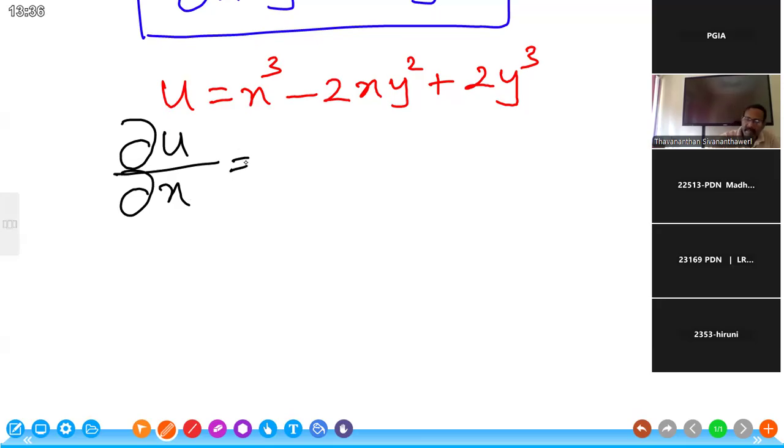Can somebody tell me how to differentiate this with respect to x? Anyone? How to differentiate this in a normal way? That is 3x². Fine, finish. Minus, the same minus here, right? Now we'll have to differentiate this. When you differentiate it, this is not only one component because several components are there, right? How to differentiate that component? Anyone?